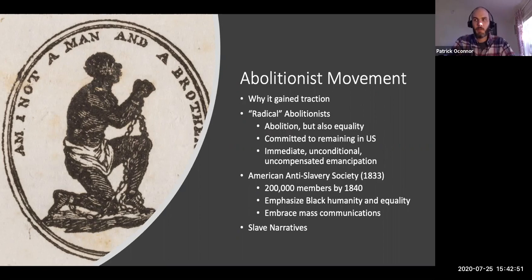Abolitionism was relatively new in the antebellum period. There are anti-slavery voices in the Atlantic world as long as slavery existed, really. But abolitionism as a distinct, very formalized and very active political movement really takes off in the antebellum period, and there's a few reasons why that happened.